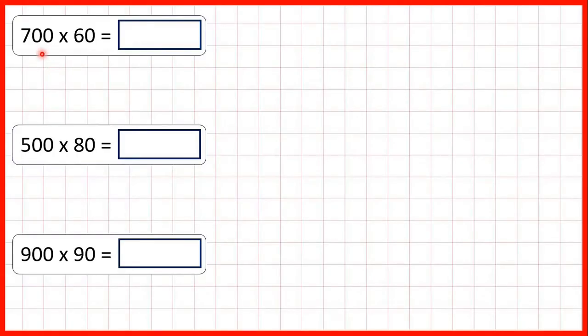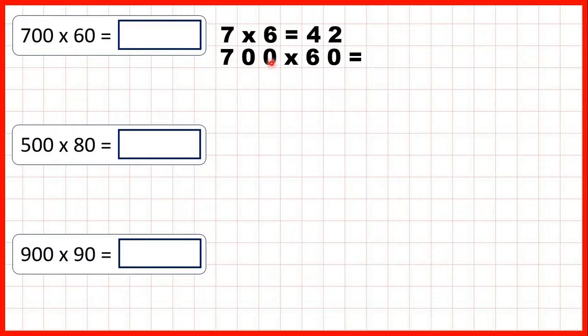Here we need to multiply a multiple of 100, so a number that ends in 2 zeros, by a multiple of 10, so a number that ends in 1 zero. First, we have 700 times 60. What we can do is multiply the non-zero digits first, and we know that 7 times 6 is 42. That means that 700 times 60 is 42,000, because after we've worked out that 7 times 6 is 42, we need to count the end zeros in our multiplication question.